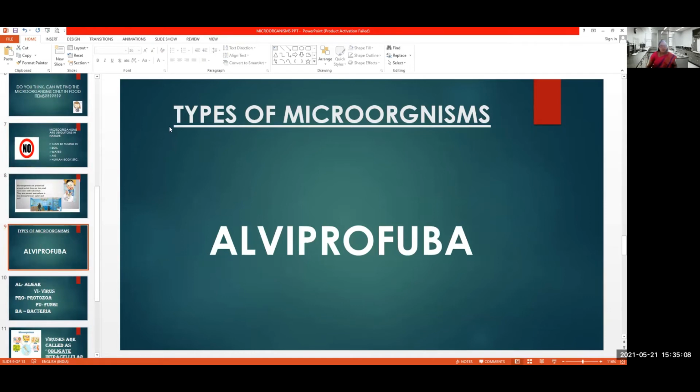Now, types of microorganisms. Next, we are coming to the types of microorganisms. Could anyone read what this is? Algae Profuba. You may wonder what Algae Profuba means. I have given the types of microorganisms. What is this Algae Profuba? I'll come to it in the next slide.